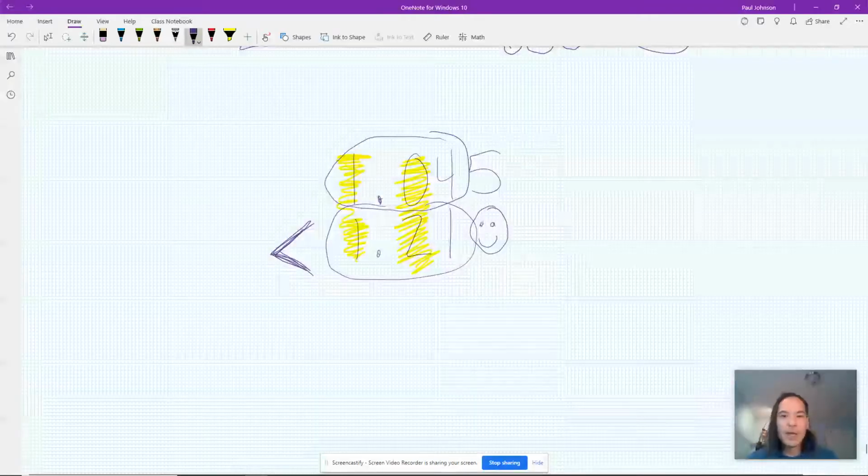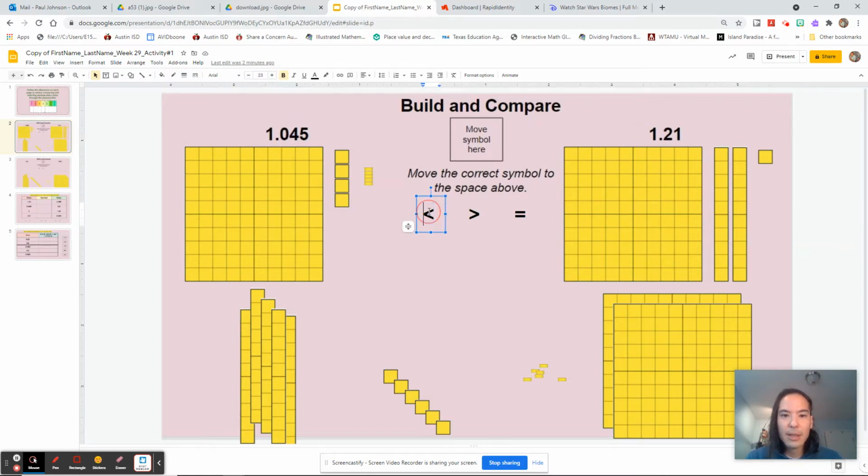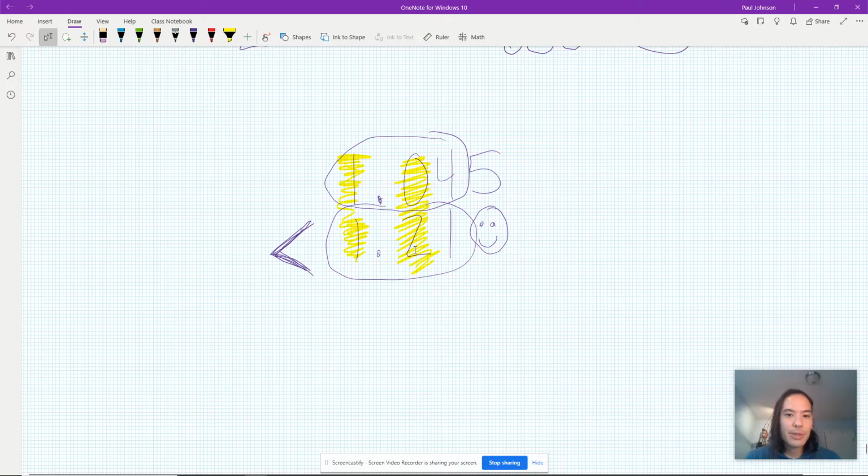1 and 21 hundredths is the larger number. So when we come back over here, we're going to move the symbol that shows that the alligator is going to eat 1 and 21 hundredths. All right, the alligator wants to eat the bigger number. And even though this has fewer digits, when we compare, the tenths place on 1 and 21 hundredths is larger, so it is the larger valued number.